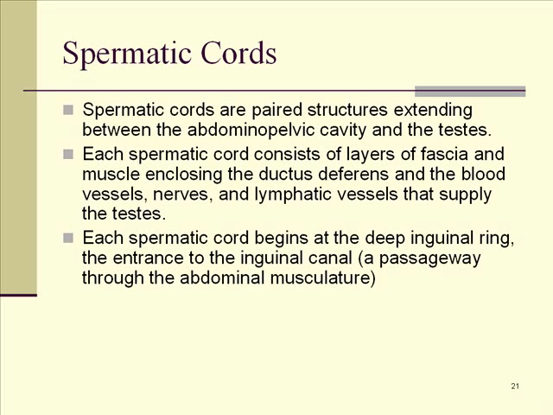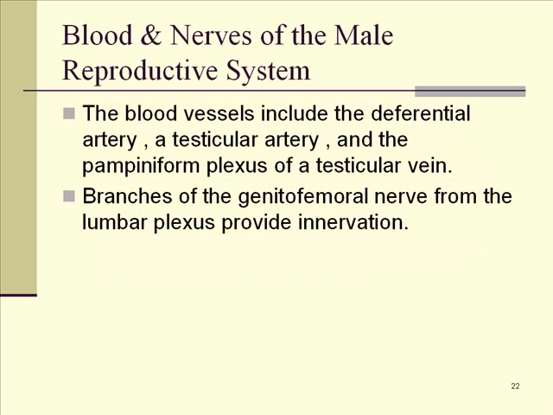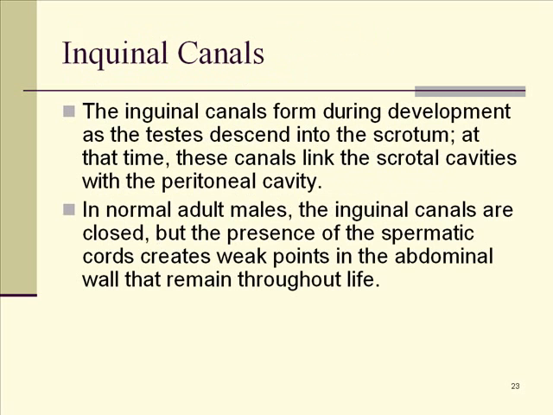Each spermatic cord begins in the deep inguinal ring. This is the entrance into the inguinal canal, or passageway through intra-abdominal structures. There are blood vessels that include the deferential artery, the testicular artery, and the pampiniform plexus, those of which I just showed you. They make up this neurovascular bundle along with the genitofemoral nerve from the lumbar plexus. The lumbar plexus is just a group of nerves that come off the spinal cord. One of those nerves, the genitofemoral nerve, goes into the neurovascular bundle that innervates the male reproductive system.